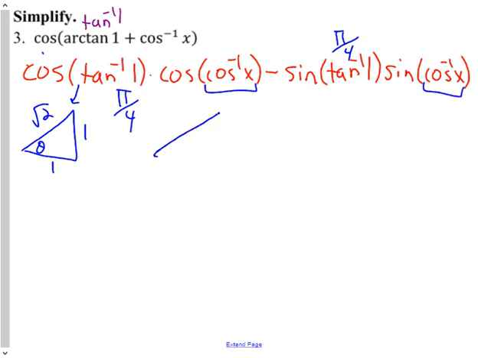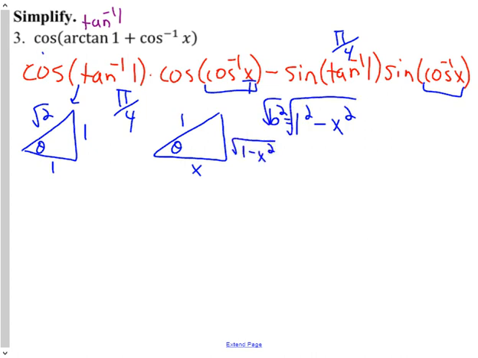So for the cosine inverse triangle, drawing another right triangle, we'll call the angle theta. And again, cosine is adjacent over hypotenuse. So this adjacent over hypotenuse is going to be x over 1. Now we can solve for the last side, right? a squared plus b squared is c squared. So 1 squared minus x squared equals b squared. Square rooting, we're just going to rewrite that as the square root of 1 minus x squared.